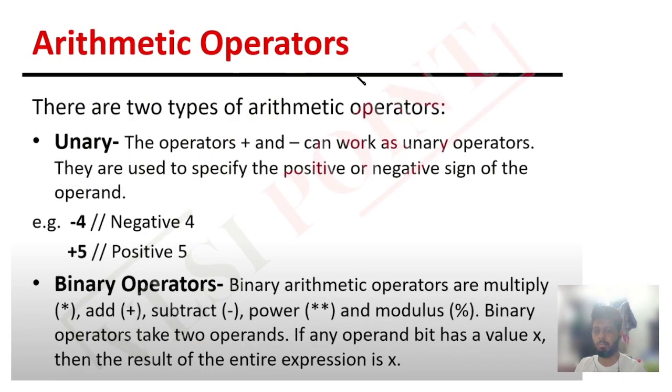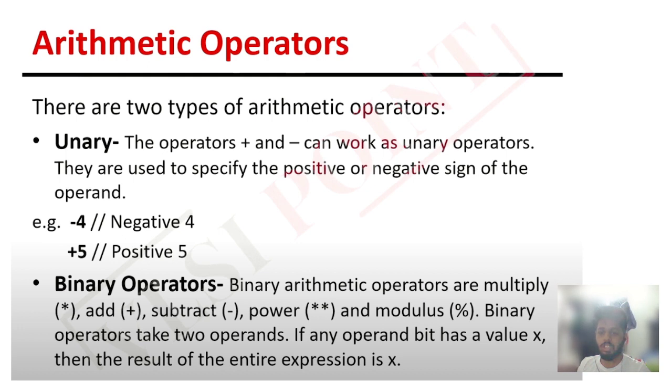What are arithmetic operators? There are mainly two types of arithmetic operators: unary and binary operators. The unary operators are the plus and the minus. They are used to specify the positive or negative sign of the operand. Minus 4 indicates negative 4, plus 5 indicates positive 5.